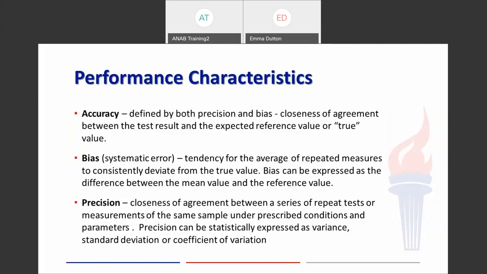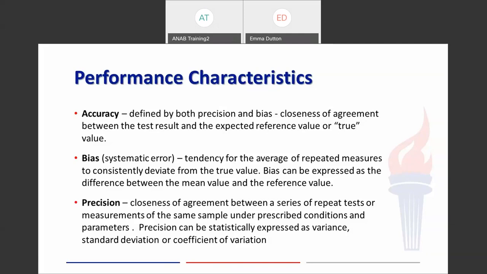Accuracy is defined by both precision and bias, and it is the closeness of agreement between the test result and the expected reference value, or what we call the known true value. And of course, we have conventional true values since we don't know the actual true value. Bias is the systematic error in a measurement. It's the tendency for the average of repeated measures to consistently deviate from that true value or that conventional value. And bias can be expressed as the difference between the mean value and the reference value.